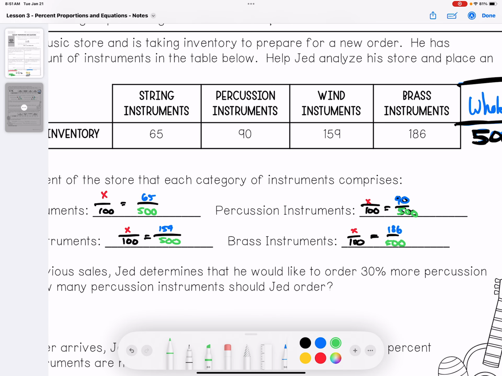So we need to figure out what percentage of each instrument he has. Now, I've set it up for you. I want you to work each one of them out. You can pick your method. Go ahead and work those out. Pausing now.